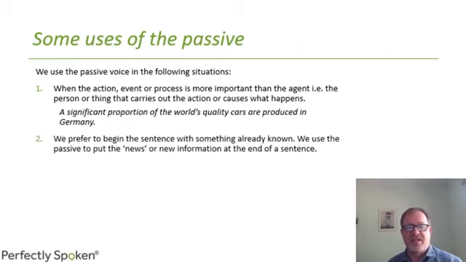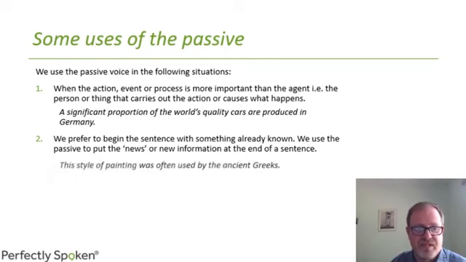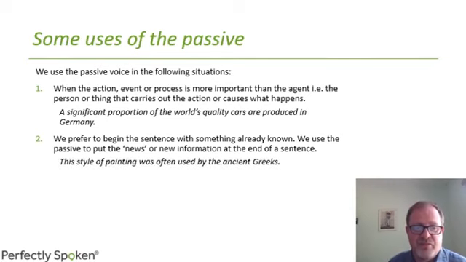We prefer to begin a sentence with something already known. We use the passive if we want to put some new information at the end. So where we're putting the new information at the end, we use a passive. For example, this style of painting was often used by the ancient Greeks. Here, we mention ancient Greeks as the new information. If we're focusing on the style of painting.